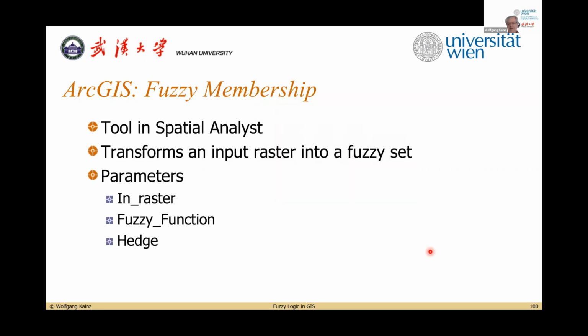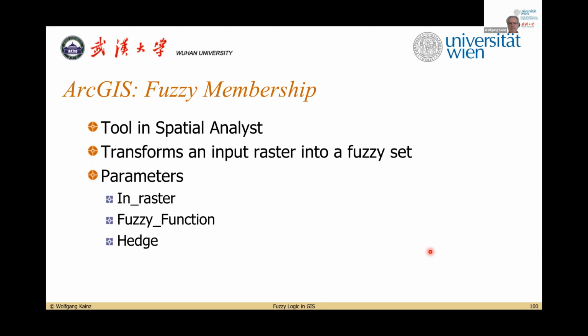And all these tools have parameters. So what they do is they transform a raster into a fuzzy set. Now you can have any input raster, but it has to be a raster data set. So it doesn't work on vector data sets, so it must be a raster data set, and it produces a fuzzy set, meaning the result is a raster in the same extent as your input raster, with the same cell size as the input raster, but the raster values are numbers between 0 and 1.